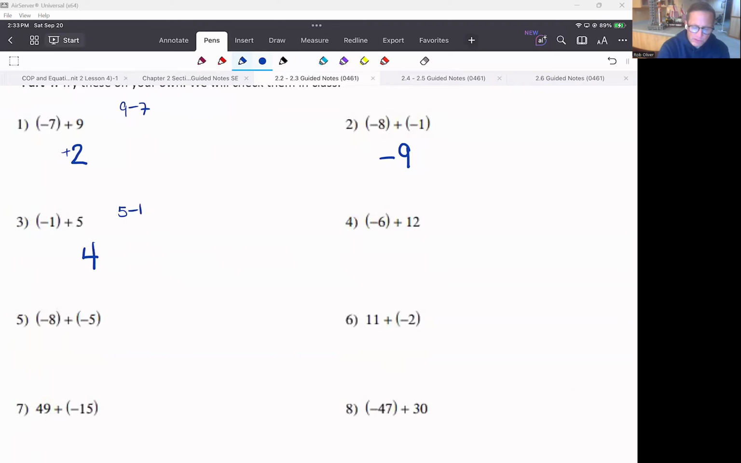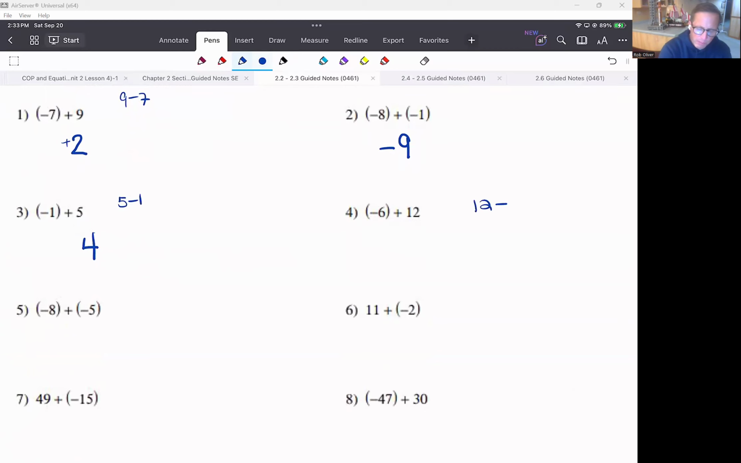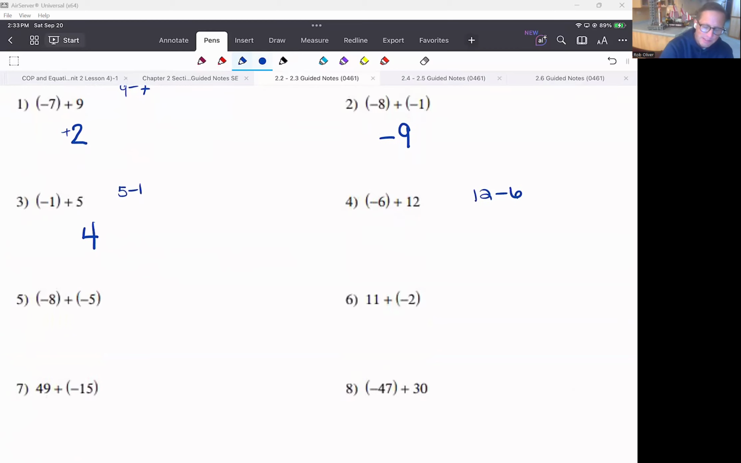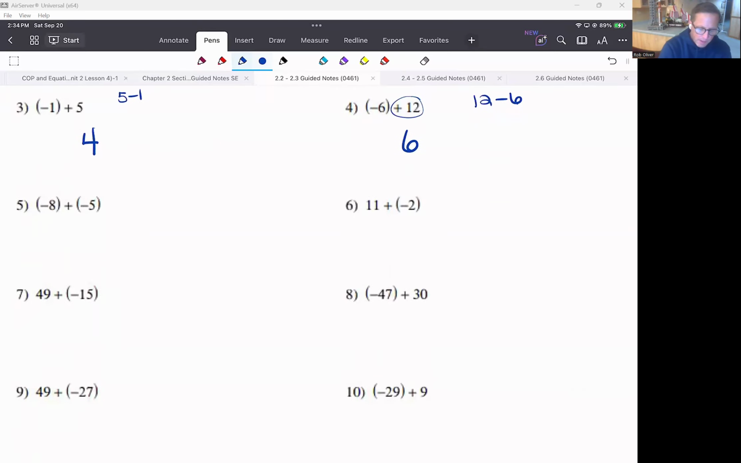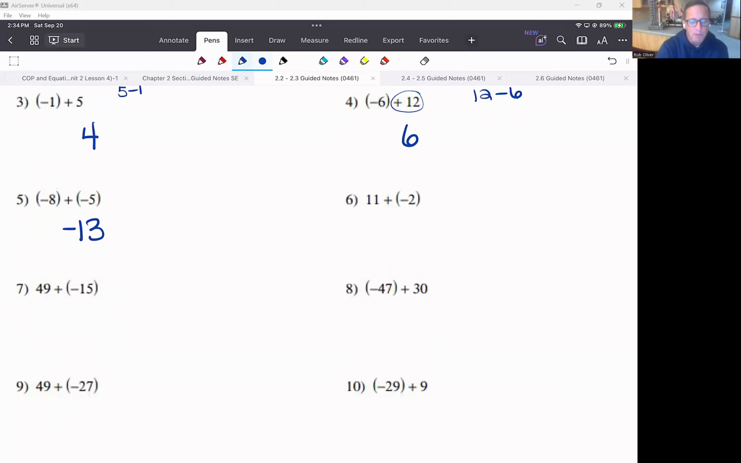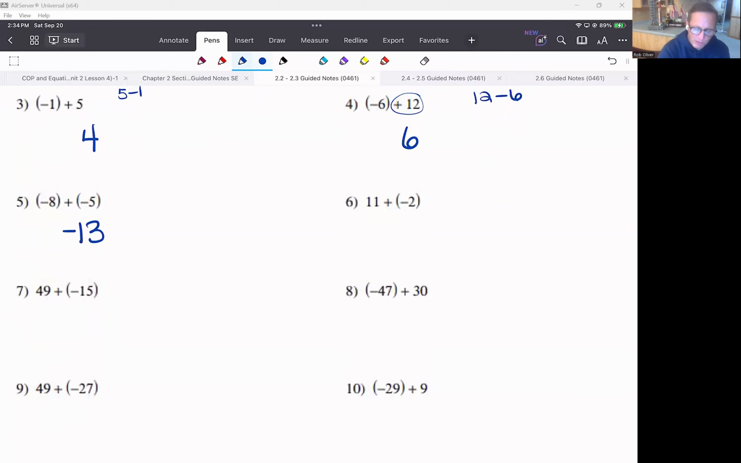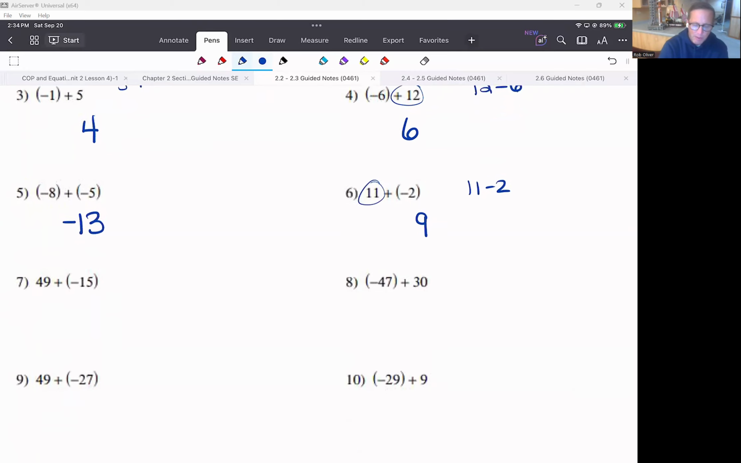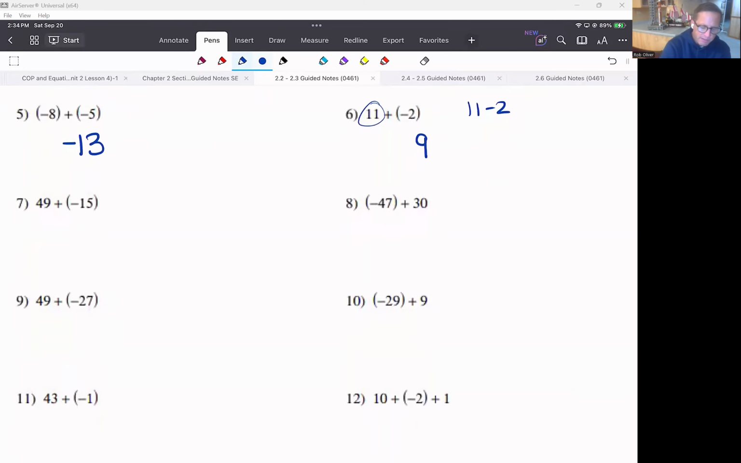For number 4, this is a difference, right? I'm going to think 12 minus 6. 12 minus 6 is 6, and the positive has a higher absolute value. All right, these have the same sign, so add them up and keep the sign. They're both negative. All right, this is a difference, so think 11 minus 2, which is 9. And the positive has the higher absolute value. Right here, think difference, think 49 minus 15. 49 minus 15 is 34. And the positive number has a higher absolute value.